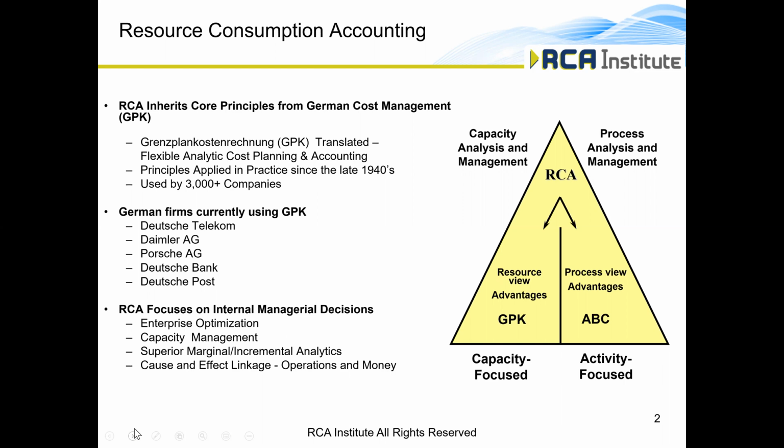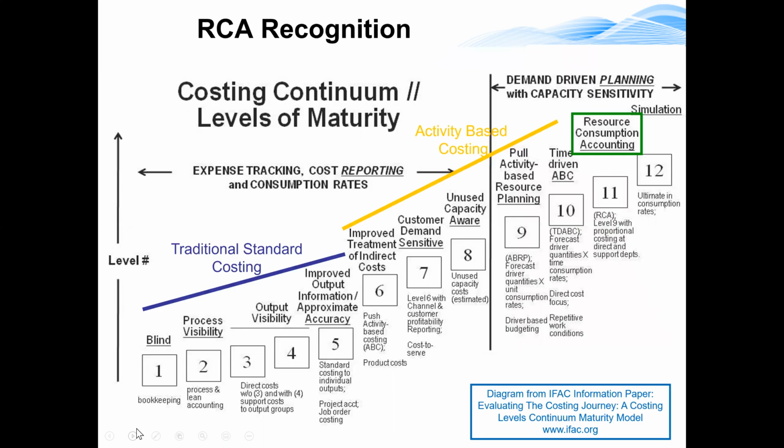RCA focuses on internal management decisions, enterprise optimization, capacity management, marginal and incremental analytics, and creating a model that gives you a cause and effect linkage, and that lines up operations with the monetary view. It's generally not used for regulatory cost accounting because the information it provides is in a different format and frankly much more detailed than what's required for regulatory financial reporting.